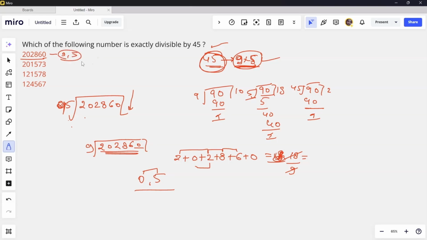So as you can see, this number is completely divisible by both 9 and 5. It means it is also divisible by 45, and this will be our answer.